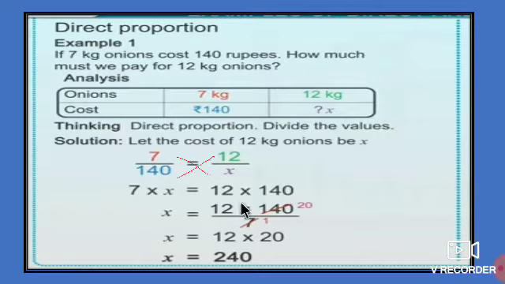Take this 7 to the right side. After dividing it, 7 twos are 14, so 20. 12 into 20 is equal to 240. Therefore, the cost of 12 kg onions is 240 rupees.